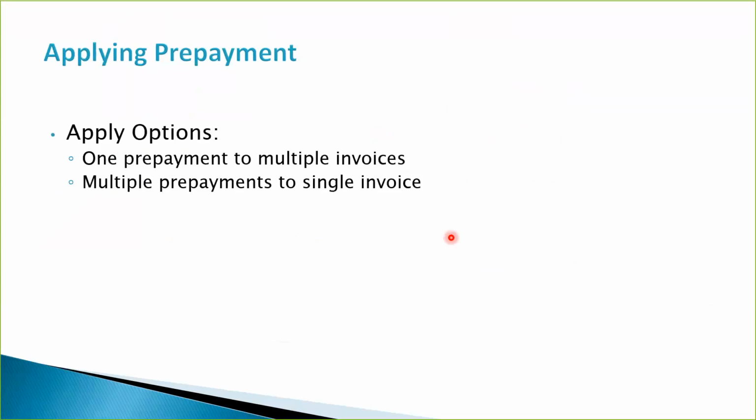You can also apply multiple prepayments to a single invoice. For example, you have an invoice of $80 and two prepayments of $40, all tied to the same supplier. You can apply those two prepayments to that single invoice of $80, and you will not have to pay anything. So it can go either way. The relationship is many to many: you can apply one prepayment to multiple invoices, or multiple prepayments to a single invoice.